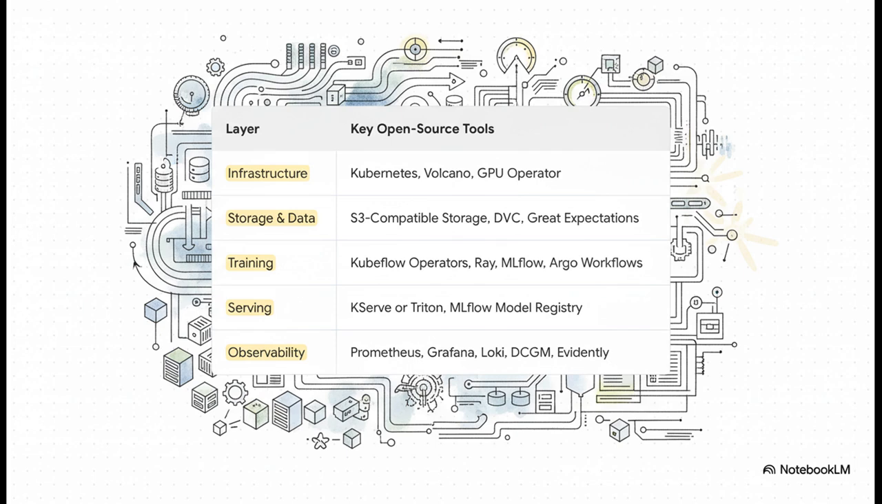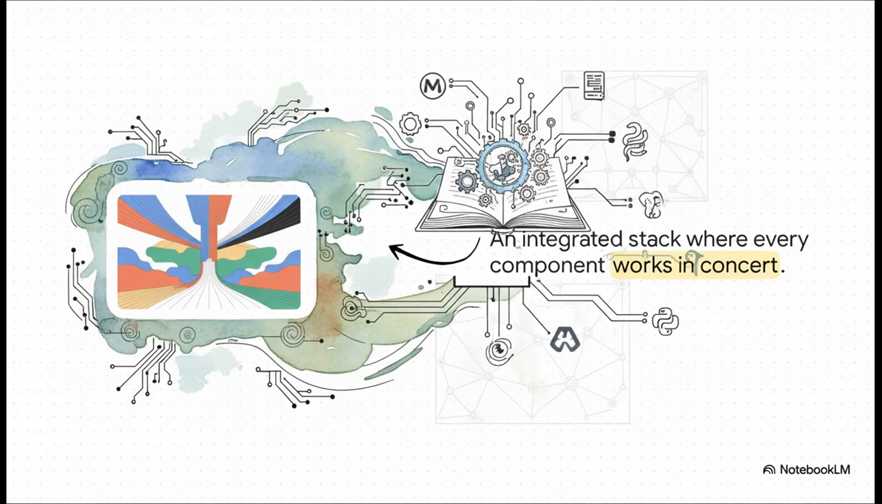Each and every open source tool you learned has a specific place and a specific purpose, creating a cohesive end-to-end ML platform. And this really is the main takeaway from our entire series. It was never about just learning a random list of individual tools. The real power comes from understanding how to integrate them, how to make them work in concert to create a system that is so much greater than the sum of its parts. You've learned how to build that unified system.